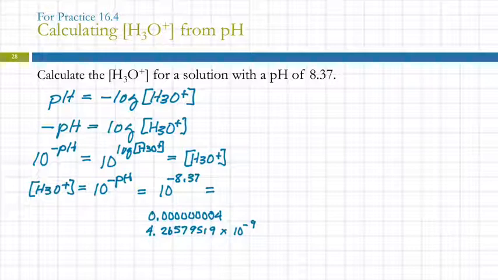So when I express this concentration, how many significant figures should it have? So I'm coming from 8.37, I'm taking the anti-log of that, and I'm gonna get this number. How many of these digits do I show? Only two. In this logarithm, this pH, the digits after the decimal point are the significant figures. So I'm gonna call this 4.3 times 10 to the minus 9 molar.